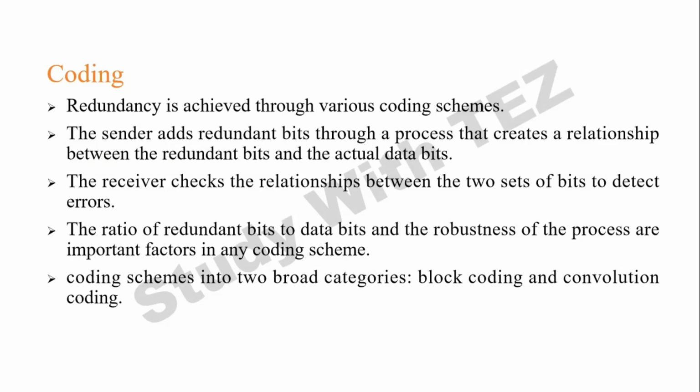Okay, what is coding? Redundancy is achieved through various coding schemes. The sender will add the redundant bits through a process that creates some kind of relationship between the redundant bits and the actual data bits. The receiver will check for the same relationship between the actual bits and the redundant bits to detect the errors. The ratio of redundant bits to data bits is one criterion, and the robustness of the process is the other. These two factors are very important in a coding scheme.